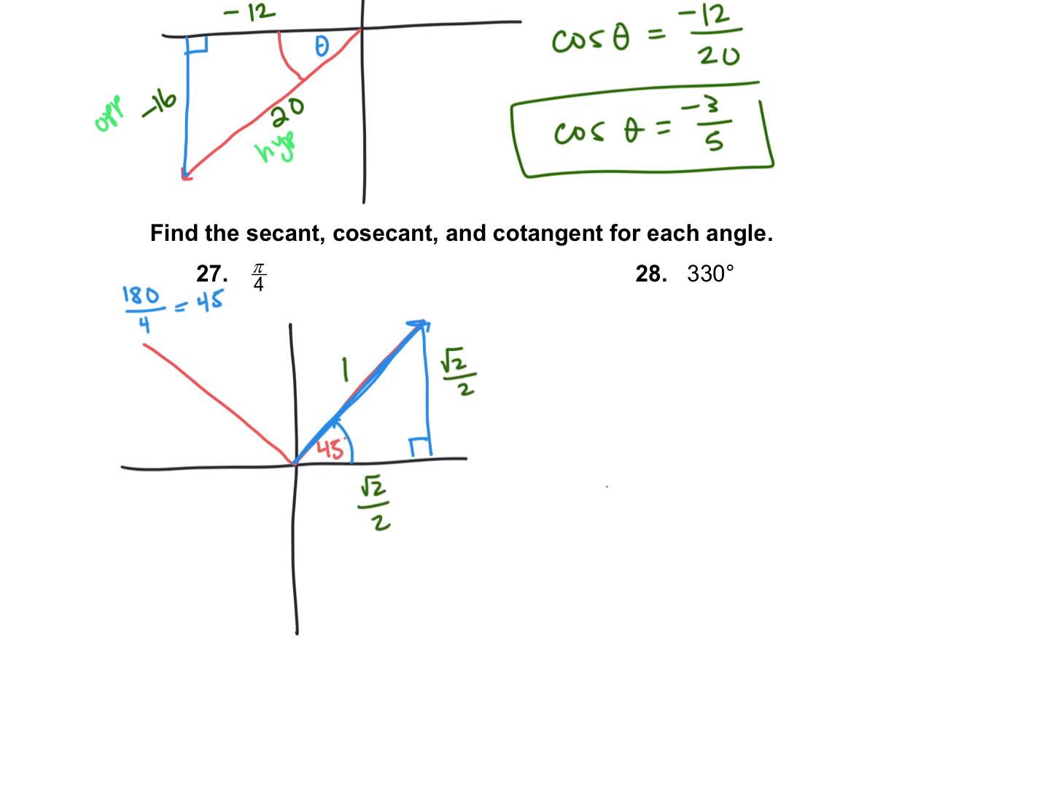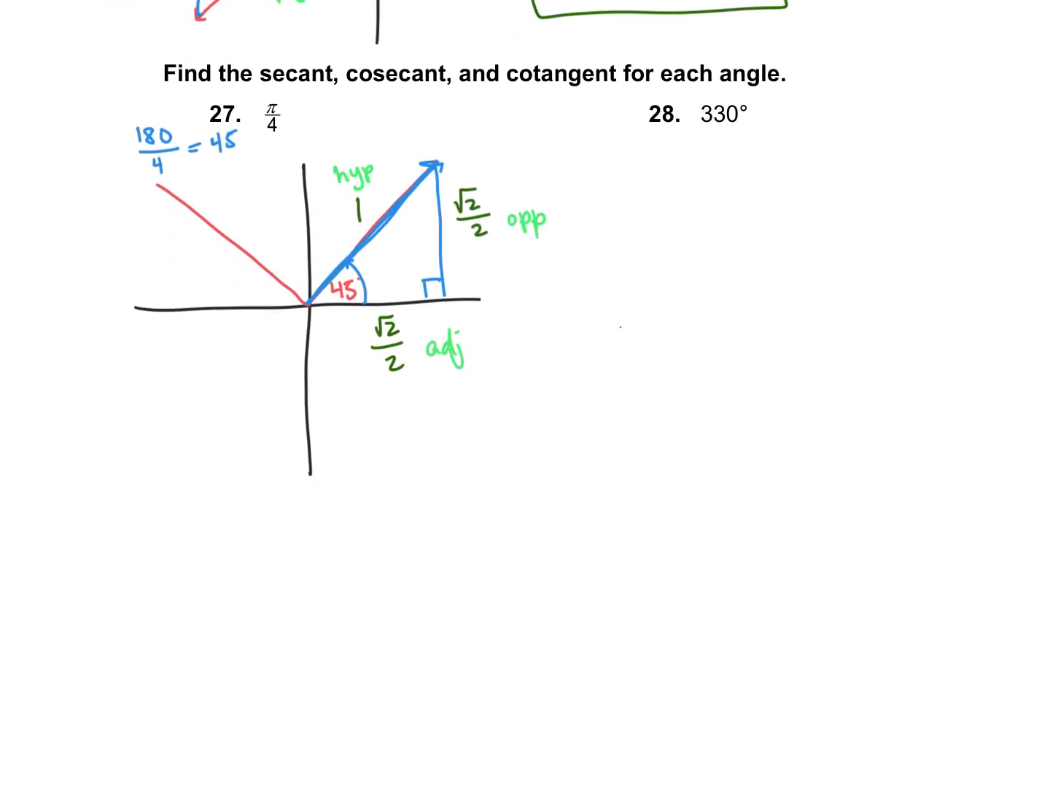Let's just double check the signs. We're going to the right, so that will be positive, and then we're going up, so that will also be positive. Hypotenuse always positive. Let's go ahead and label. We have our hypotenuse, opposite, and adjacent sides. Okay, now we are ready to evaluate secant, cosecant, and cotangent. I'm going to start with the cosecant. That is abbreviated as CSC, so cosecant of pi over 4.